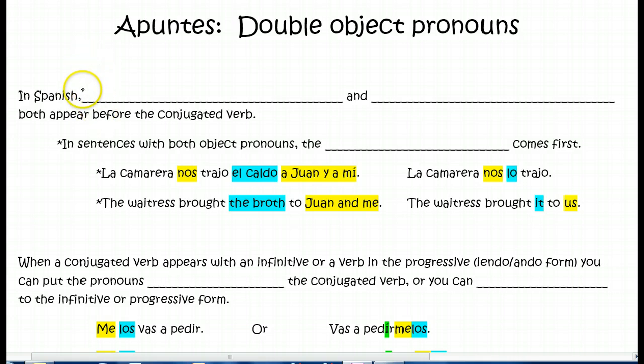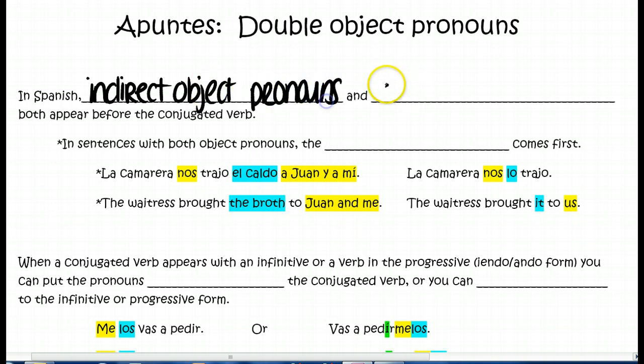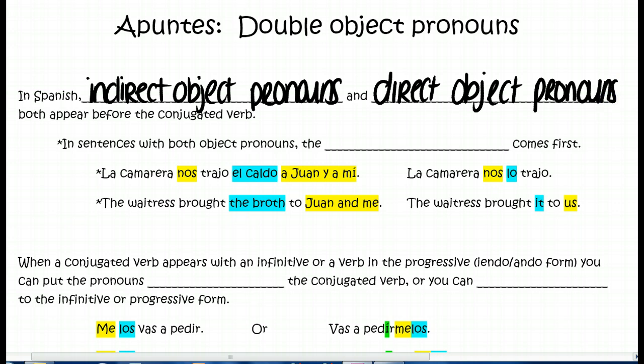So in Spanish, indirect object pronouns as well as direct object pronouns, they both appear before the conjugated verbs in a sentence. So when we have both in one sentence, we need to figure out which one's going to come first. So always, always, always, in a sentence that has both object pronouns, so a DOP and an IOP, the indirect object pronoun will come first.